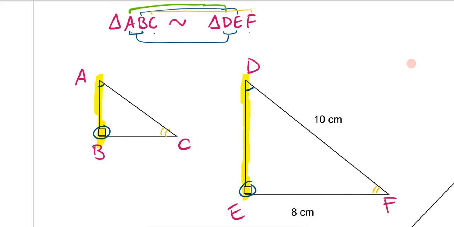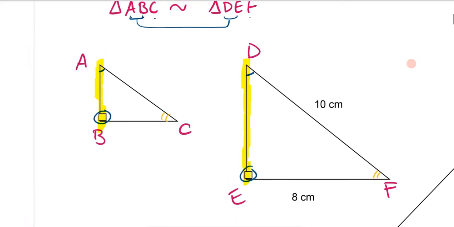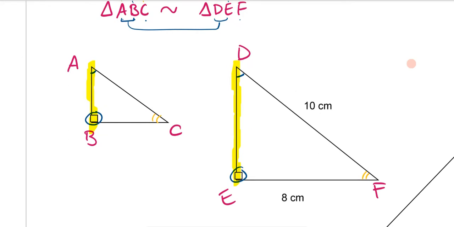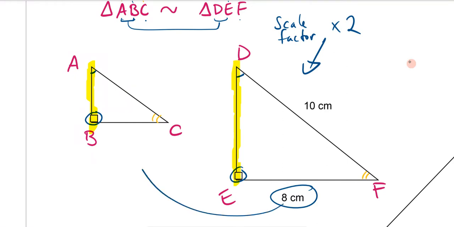Okay. All right. So if these two triangles here are similar, let's say they are related by a scale factor. So let's say this one is an enlargement of a scale factor of 2. That can help me get some of the side lengths of the smaller triangle ABC. So if EF is 8 centimeters, then over here I could say BC is half of 8, which is 4 centimeters, because 4 times the scale factor of 2 gives me 8.